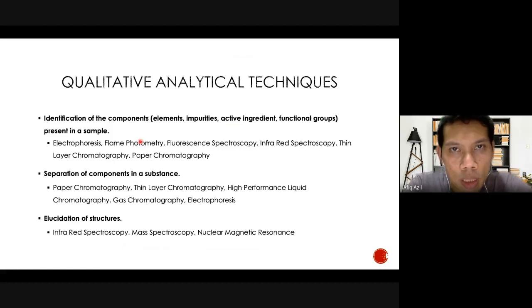metal that is present in your sample. In fact, different colored flame will tell you different types of metal present. Okay, the other application of this is in fireworks. So if you look at the fireworks during Merdeka, so it gives out different colors. You have blue, green, red. That is caused by different types of metal present. So the concept in analysis falls under this flame photometry.